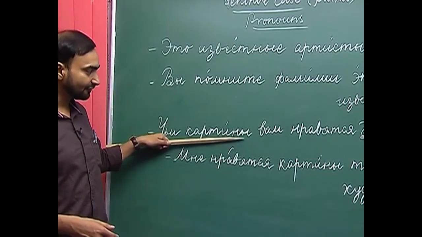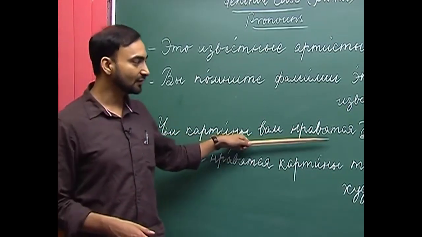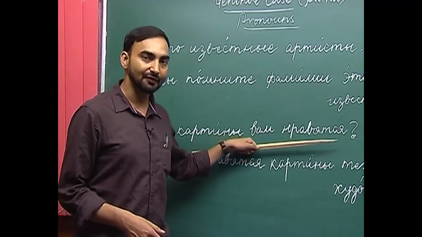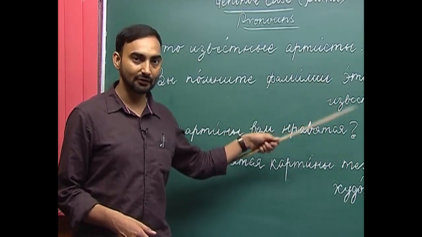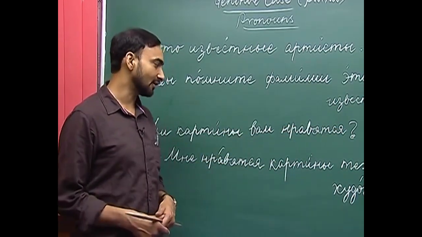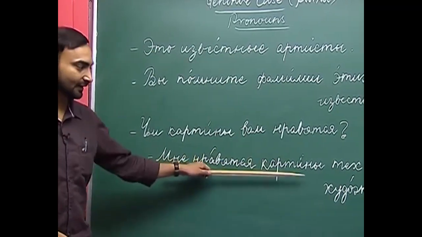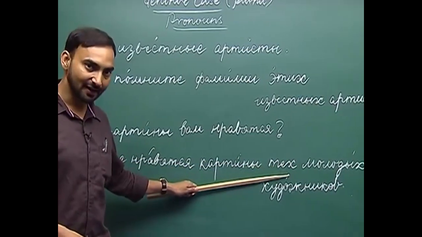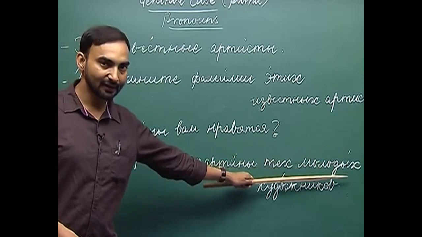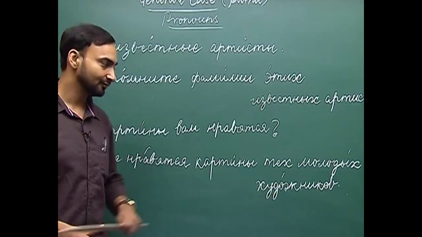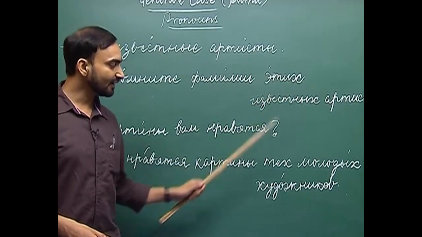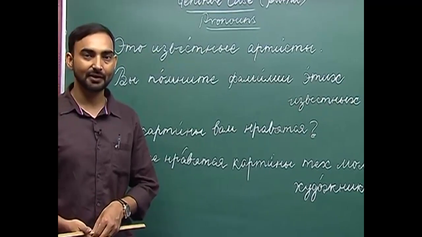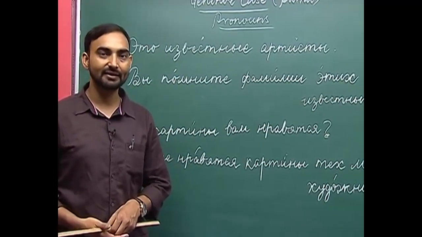So, wherever we have plural forms used, we will use нравятся, and had it been singular, then we would have used нравится. So, нравится is used with singular nouns and нравятся with plural nouns. Мне нравятся картины тех молодых художников. I like the paintings of those young painters. So, эти becomes этих and те becomes тех. So, this is how we decline the demonstrative pronouns эти and те in the genitive case.